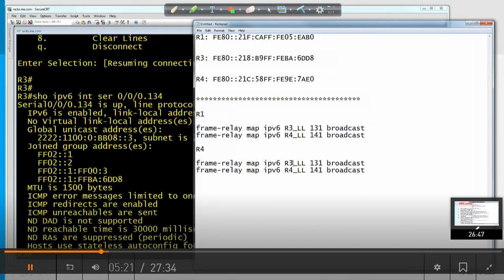He's going to be talking to R1, so going to R3, he's going to be 341. Going to R1, he's going to be 141. Okay, that looks good. And lastly, R3's. R3 is going to be talking to R1 across 131 and R4 across 341.